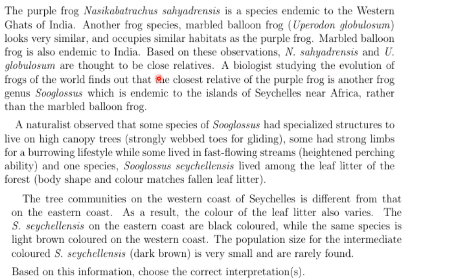A biologist studying the evolution of frogs of the world finds out that the closest relative of the purple frog is another frog genus Sooglossus, which is endemic to the islands of Seychelles near Africa rather than the marbled balloon frog. So there are two frog species in India, that is purple frog and marbled balloon frog, and these two frogs occupy similar habitats and look also very similar. Now based on these observations, it was told that the purple frog and marbled frog are close relatives.